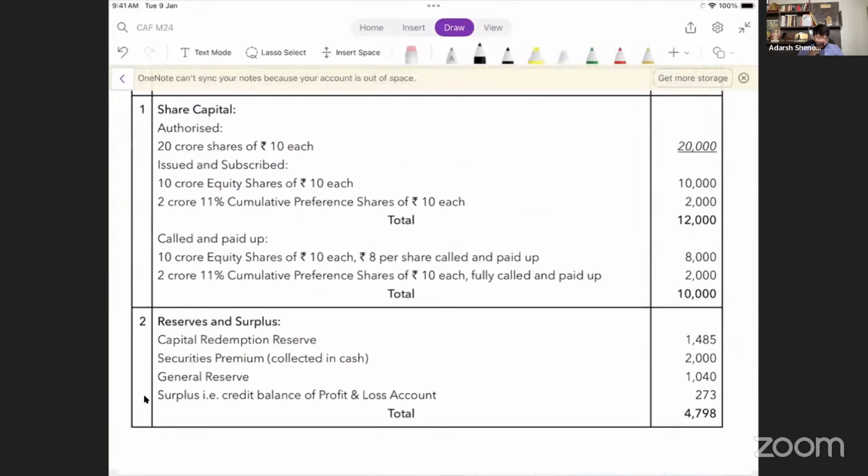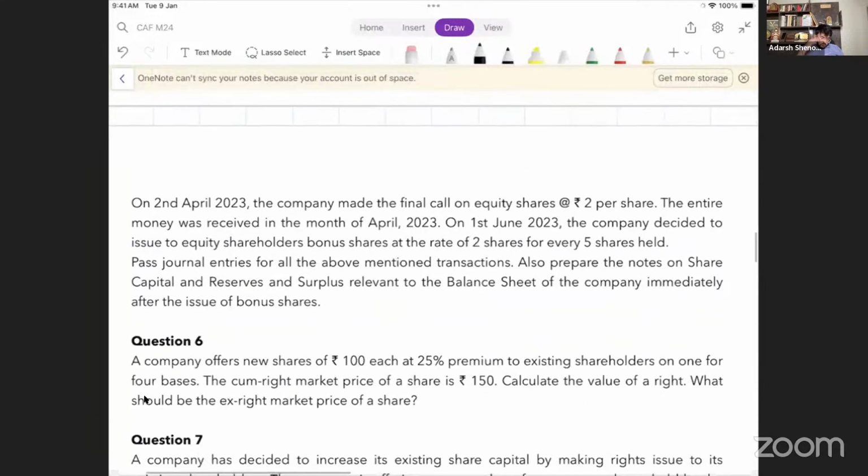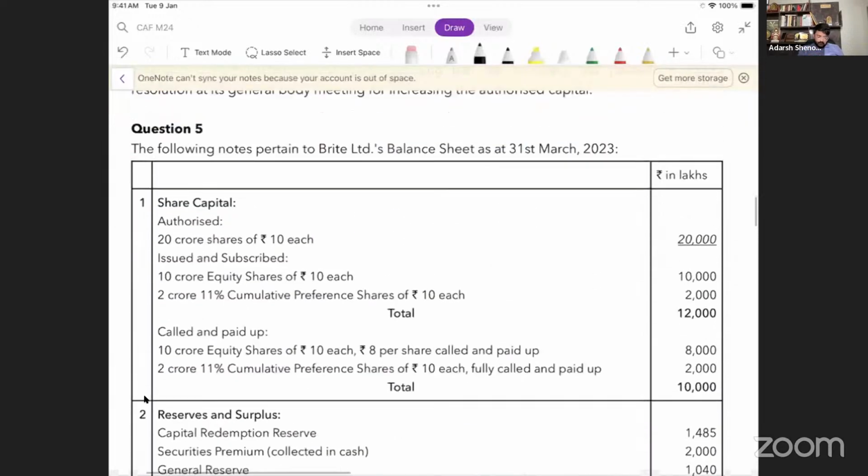So the equity shares are not fully called up, so 2 rupees is still pending. On 2nd April 2023, the company made the final call on equity shares at rupees 2 per share. The entire money was received in the month of April. On 1st June 2023, the company decided to issue the equity shareholders bonus shares at the rate of 2 shares for every 5 held. It's similar to the question we did earlier, just that you have to be careful about the amounts.